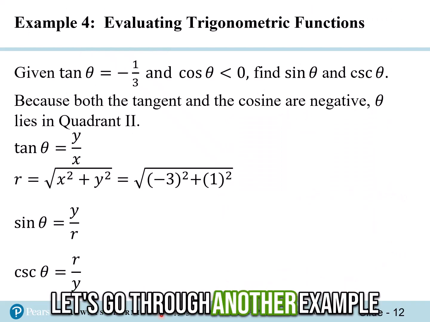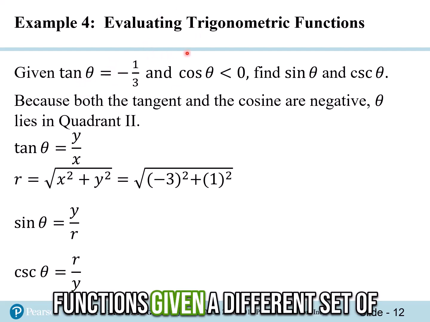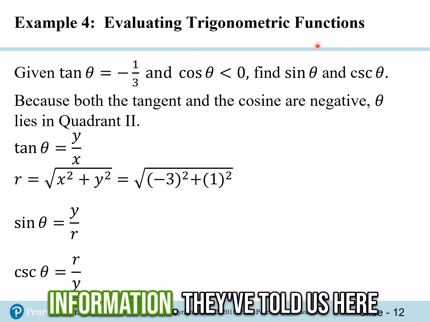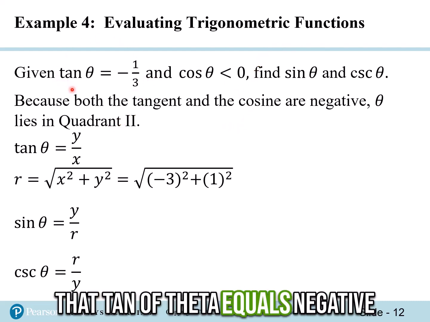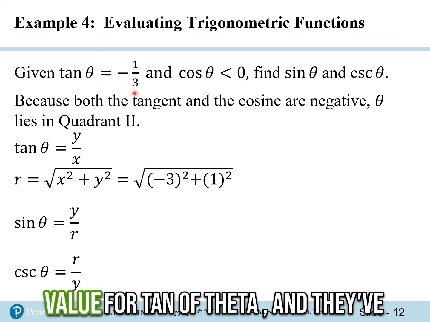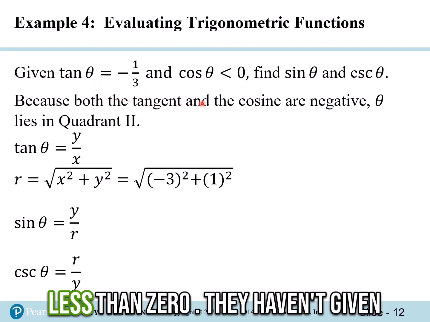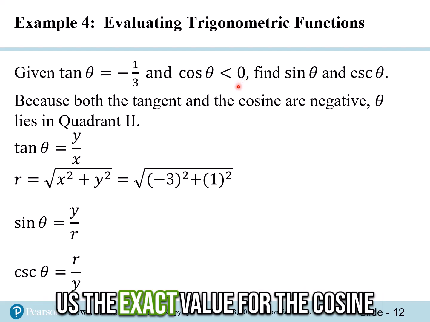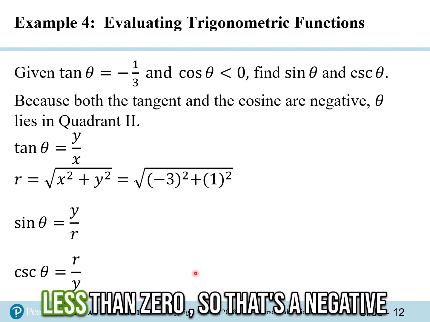Let's go through another example for evaluating trigonometric functions given a different set of information. They've told us here that tan of theta equals negative 1/3. They've given us an exact value for tan of theta, and they've also told us that cosine of theta is less than 0. They haven't given us the exact value for the cosine function, but they've told us it's less than 0, so that's a negative ratio.